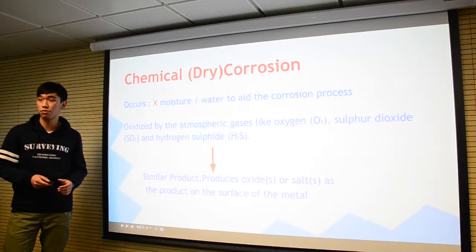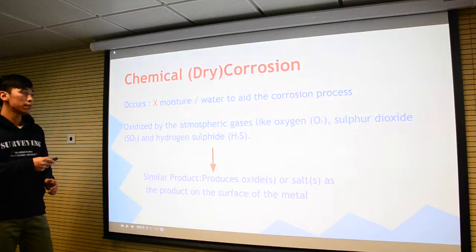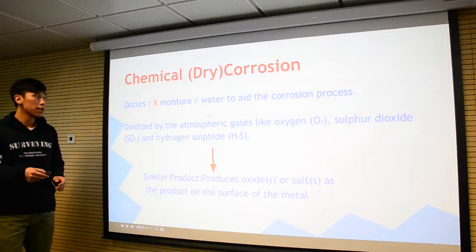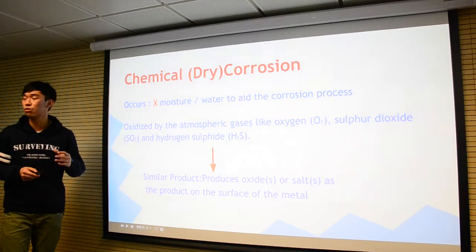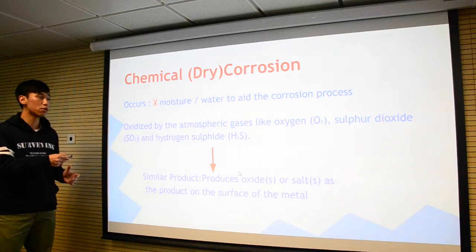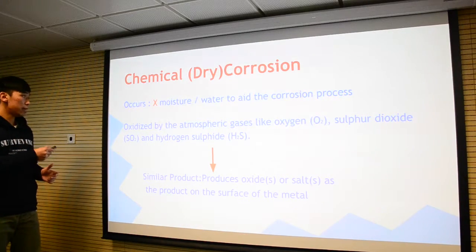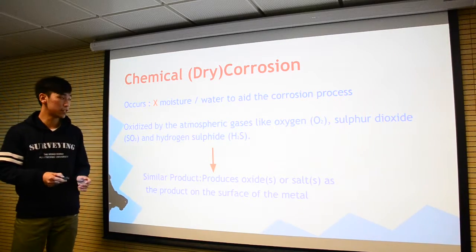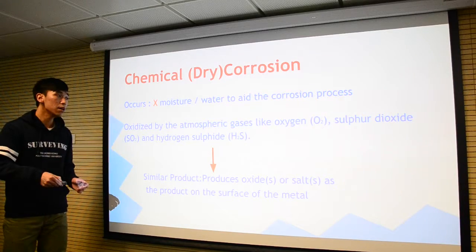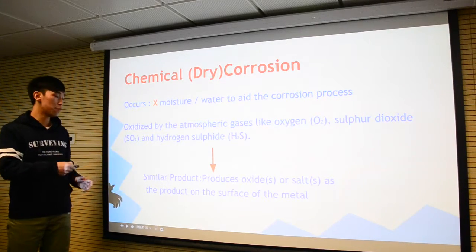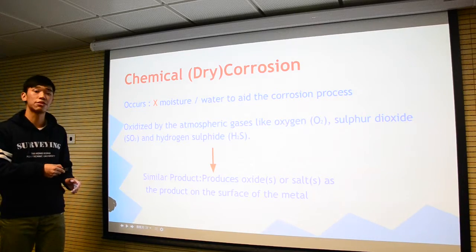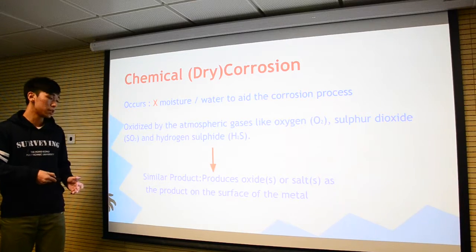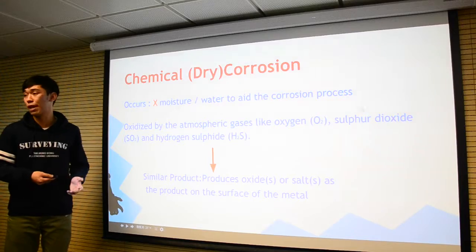And then I will talk about dry corrosion. Dry corrosion occurs when there is no moisture or water to aid the corrosion process. The main difference between chemical and electrochemical corrosion is the presence or absence of moisture or water. In chemical corrosion, the metal is oxidized by atmospheric gases such as oxygen, sulfur dioxide, and hydrogen sulfide. When the metals react with these gases, similar to electrochemical corrosion, it will produce similar products, which are the oxide or the salt of the metals, formed on the surface of the metals.